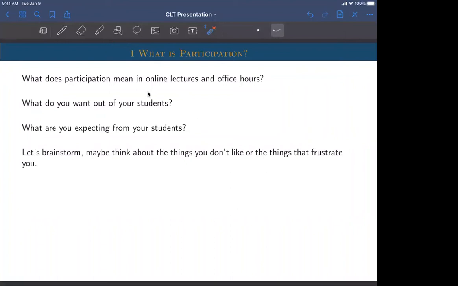Yeah. Everybody's going to have their own idea and definition of what they mean by participation. So let's quickly brainstorm together. What are some things that you don't like, or that have frustrated you, especially in this online setting? For me personally, when you start a lecture, everybody's got their cameras off, for instance, right? That's something that definitely inhibits participation.